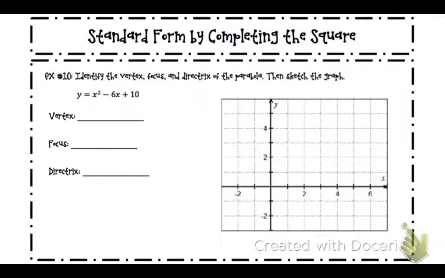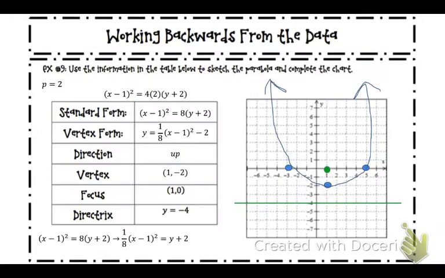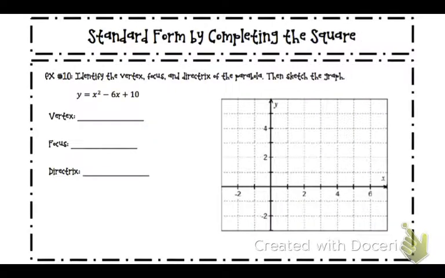Now let's do this. So we need to identify the vertex, focus, and directrix, and then sketch the graph. And this is not in the form of any of ours that we have. This is not in vertex form. This is not in standard form. So we need to complete the square here. So I'm going to subtract that 10 over. And I get y minus 10 equals x squared minus 6x. Divide that 6 by 2, you get -3. Square it, and you get 9. So I'm going to add 9 to both sides, because you have to add it to both sides so you don't change the equation. And you get y minus 1 equals x minus 3 squared.